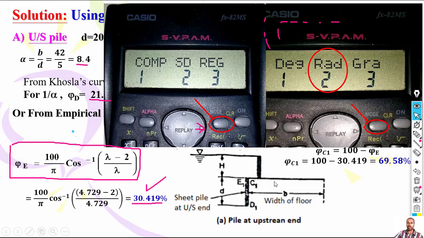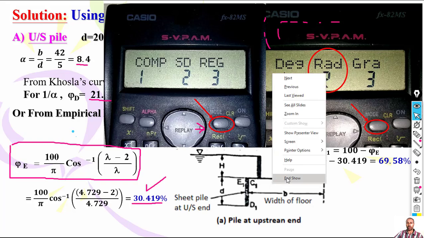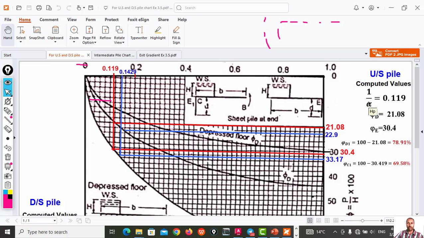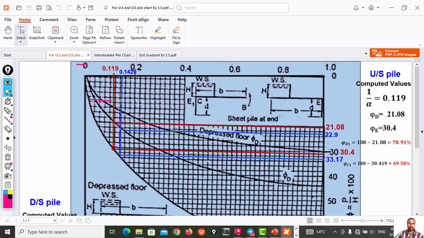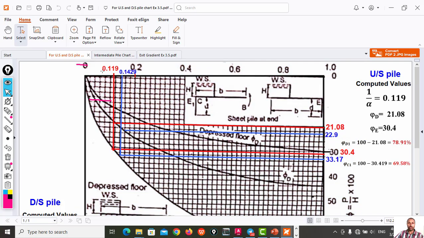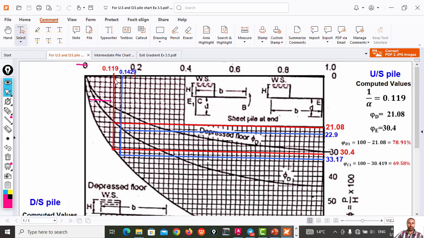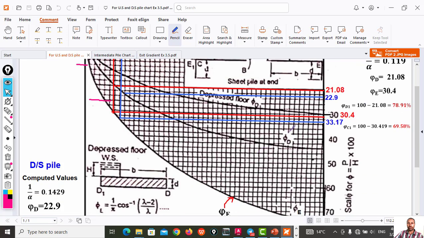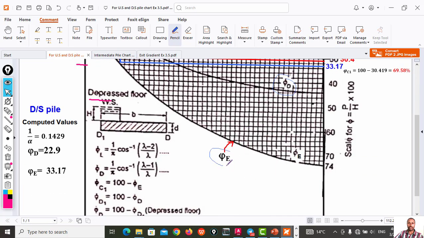Now let me show you the Khosla's chart again. So for the first upstream pipe, we have calculated 1 over alpha, which is this value here. This value was already computed previously. Clear? So for 0.119, which is 1 over alpha, then you just read here. You go to this one. So you have the curve of phi D. This is the phi D curve. Clear? Phi D curve, and this is the phi E curve.